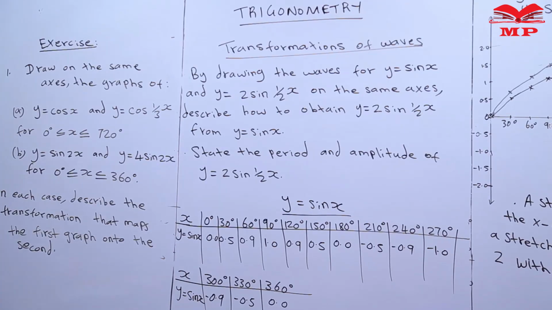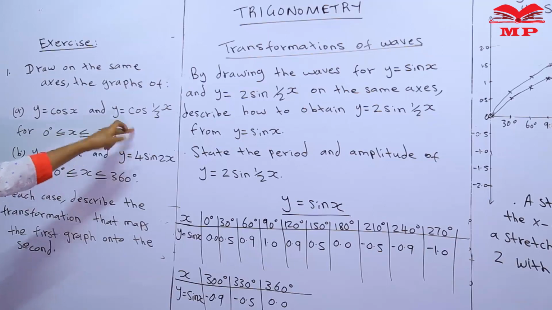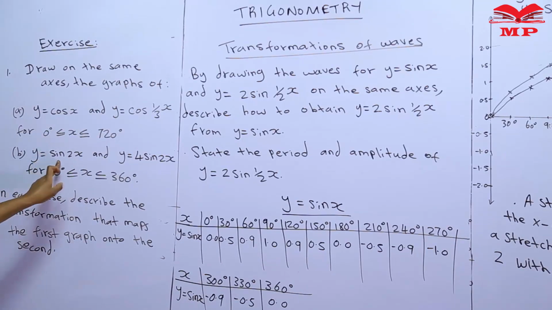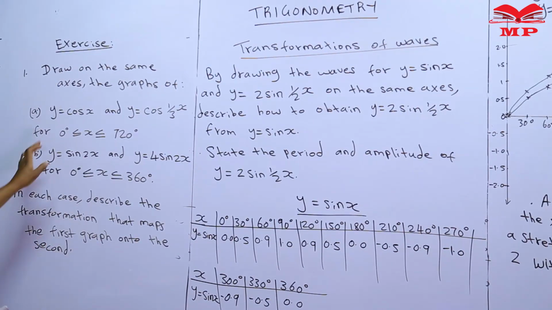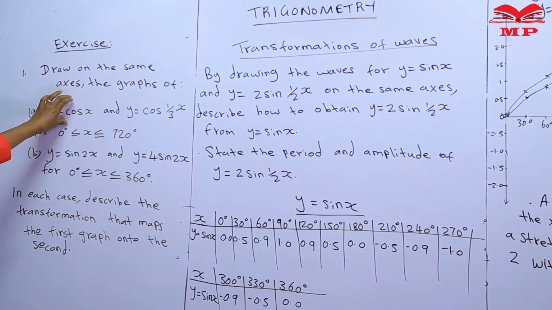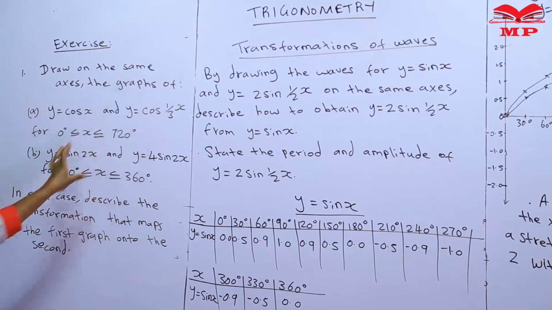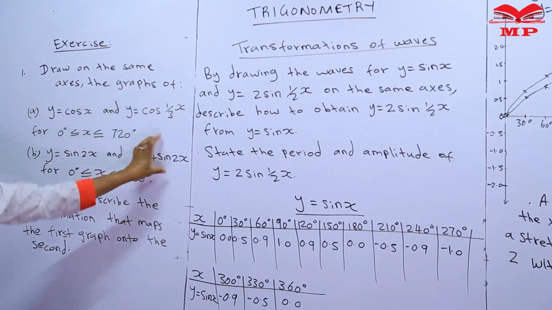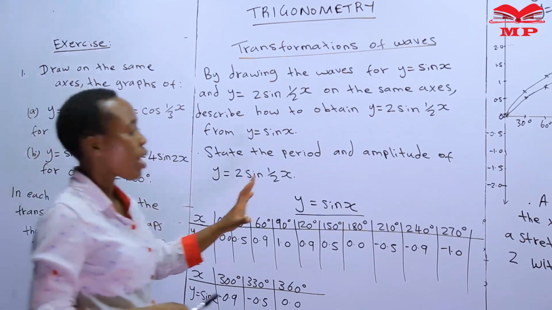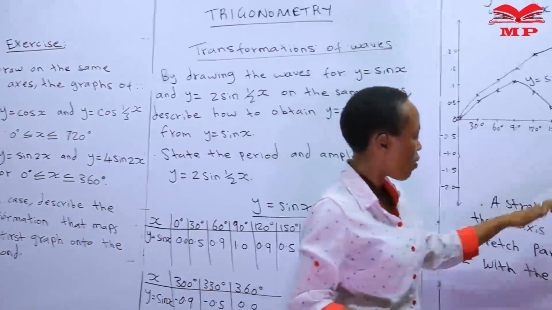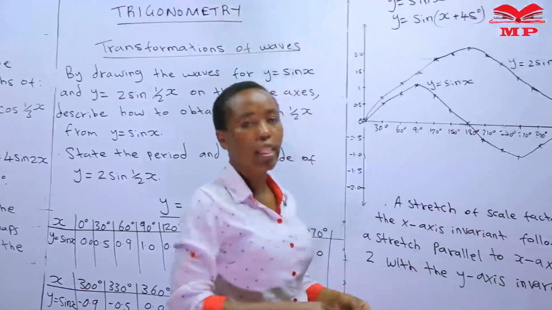So in this, you draw on the same axis this and this. Again for this one on the same axis, this and this. And in each case, you describe the transformation that will map the first graph onto the second, just the way we have described here, the stretch and all that.